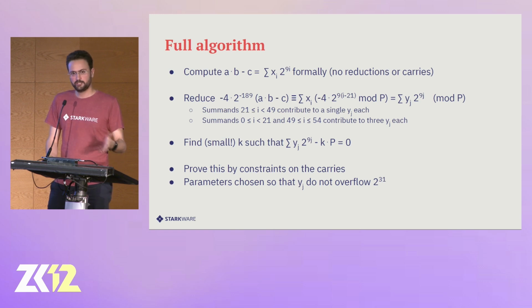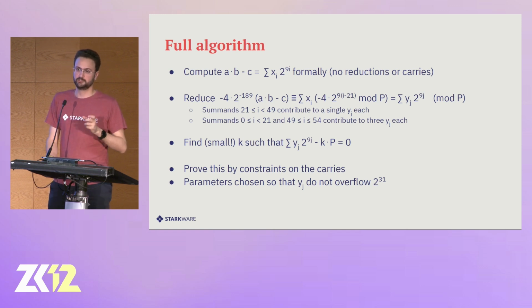So we need to find the coefficient K of P that will give us this formula. And actually, this coefficient will be very small. It's about as small as the Y27 coefficients divided by 2 to the 10, which is less than 2 to the 18, which is very nice. It definitely fits inside a felt, inside an M31 element. And after we have that K, we just prove everything by constraints on the carries, exactly as we had in the mod built-in, without here the trick of polynomial evaluations, because actually here the degree is not that small, and the field size is not that large.